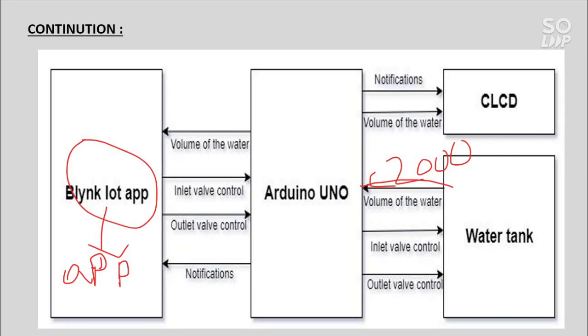And the inlet valve and outlet valve control will be like letting the inlet in and closing the outlet, like operating the inlet and the outlet of the valves. And we'll have sensors in the serial tank.